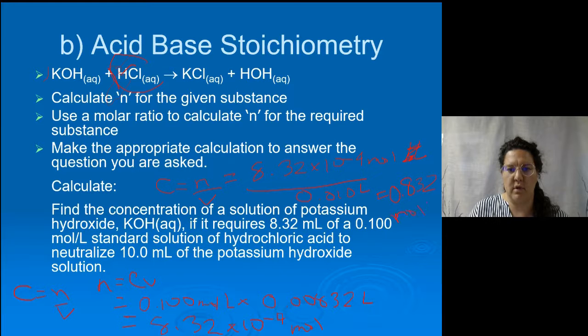moles per liter. So we use that formula twice, once to calculate the moles of our known solution, and then with our balanced chemical equation, we knew that that was the same as 1 mole of potassium hydroxide, so we were able to calculate the concentration of that solution.